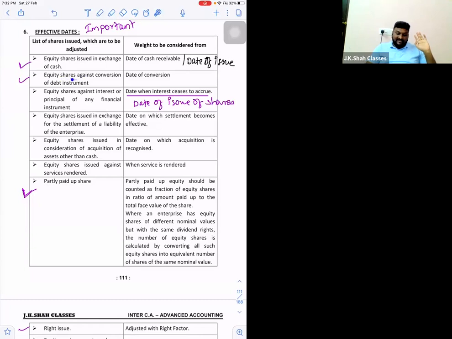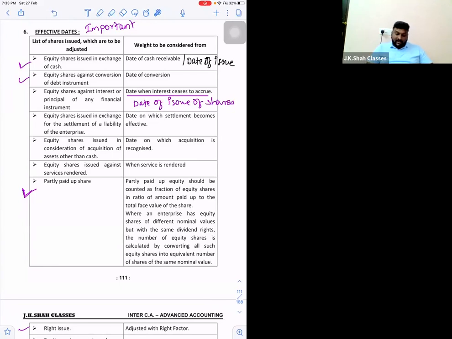Second point, equity shares against conversion of debt. It means you are converting your debt into equity. From the date of conversion, you will consider the time factor for the weighted average. If a debenture is converted into equity on 1st December, then equity shares come in on 1st December. So December, January, February, March, 4 months only they are present. Their weighted average will be calculated on the basis of 4 upon 12. They are outstanding in the current year for 4 months only, so 4 upon 12 will be the time factor.